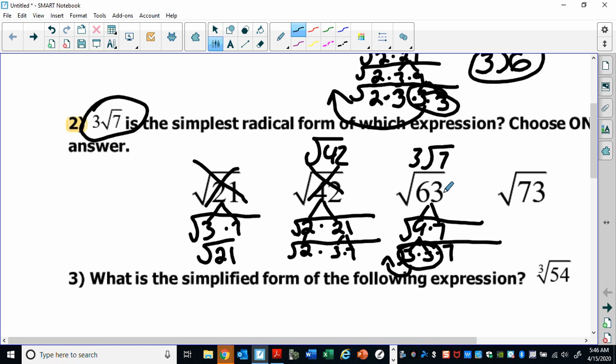This looks to be the correct answer, but let's see if that's true. So now we're going to break down 73. How can you break down 73? Well, 73 is actually a prime number. So there are no numbers besides 1 times 73 that equal 73. So this is actually the simplest form of 73. So that doesn't work.